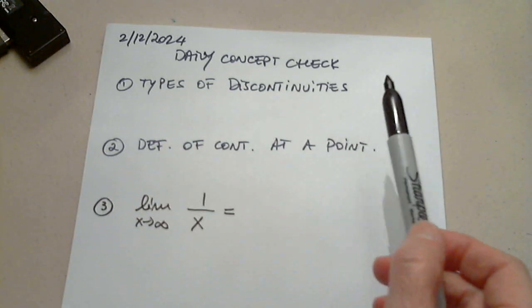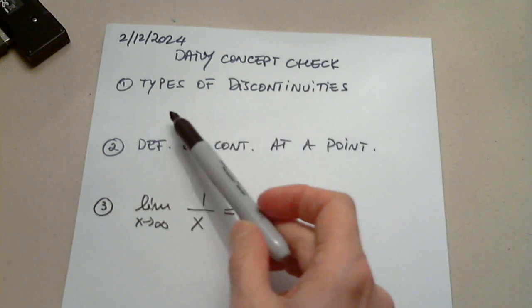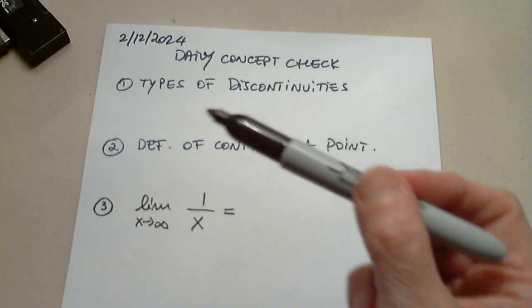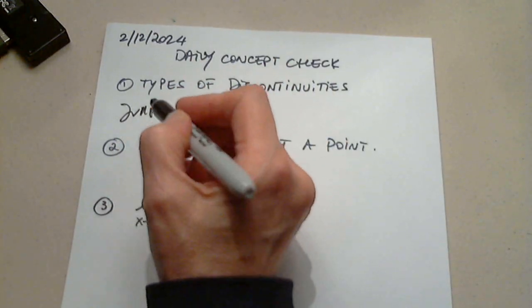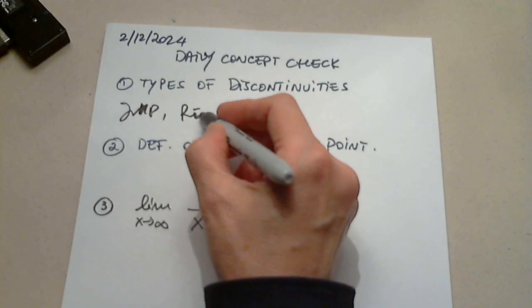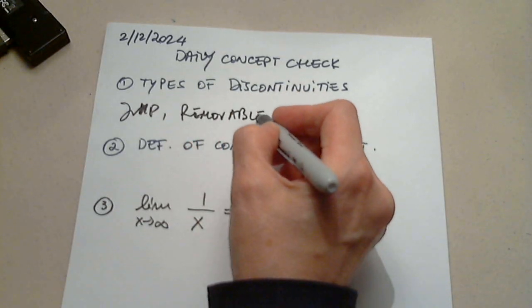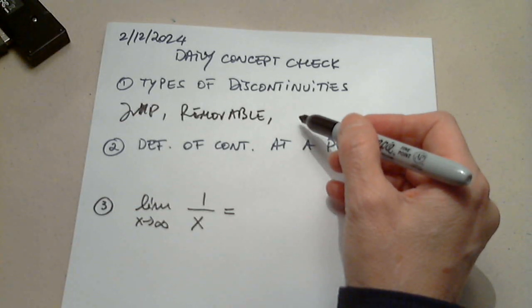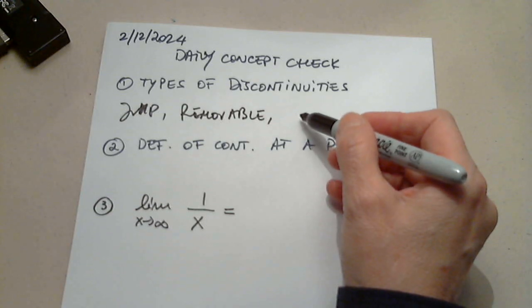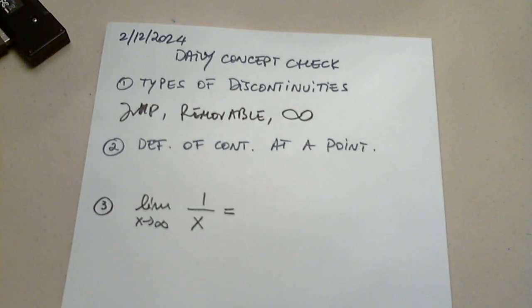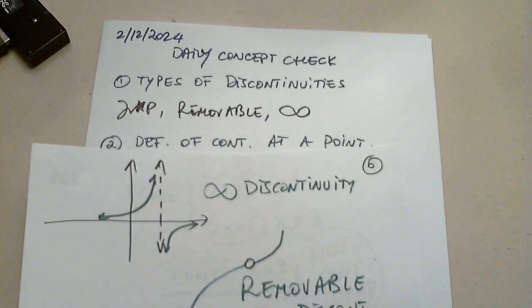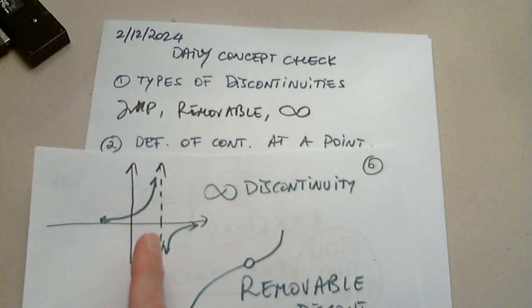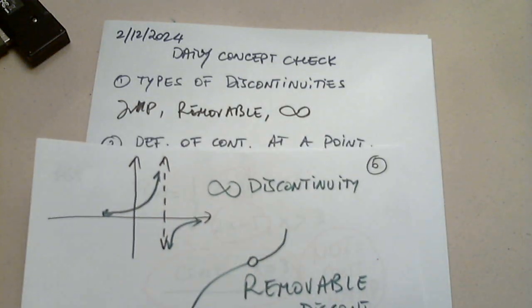Continuities we encountered? Jump. Yes? Jump, removable. Very good. And infinity. Very good. Awesome. And we have them here. Right here. Infinite, removable, and jump.